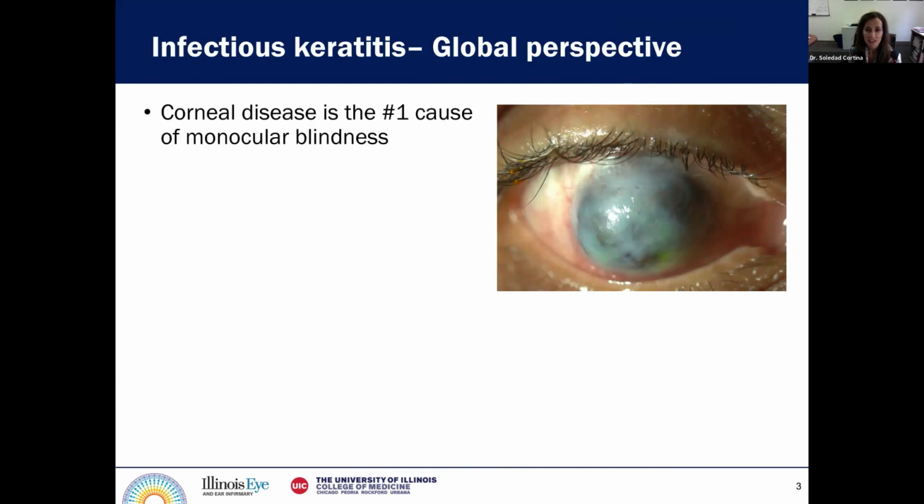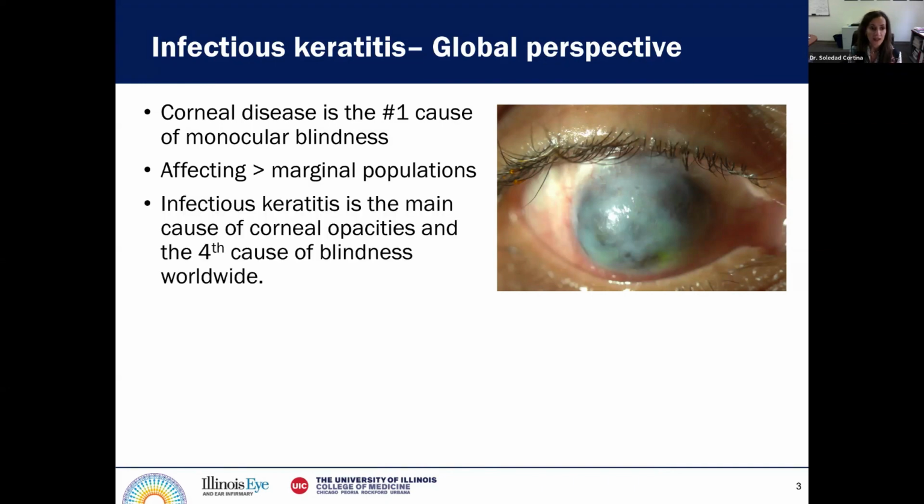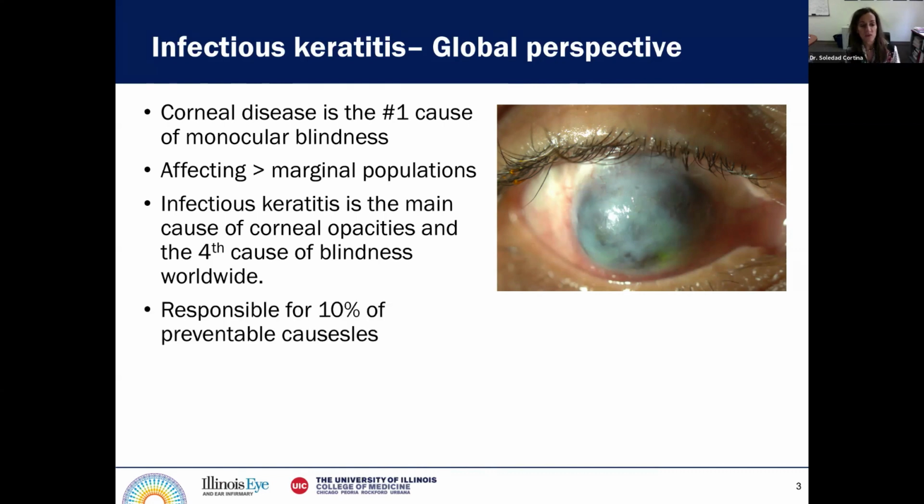Infectious keratitis is a significant burden for the world. In fact, we think that corneal disease is the number one cause of monocular blindness in the world, and it typically affects marginal populations the most. Infectious keratitis is the main cause of corneal opacities and the fourth cause of blindness in the world. And it's responsible for 10% of all the preventable causes. So if we did a better job at preventing infectious keratitis, we could significantly decrease the burden of corneal blindness.